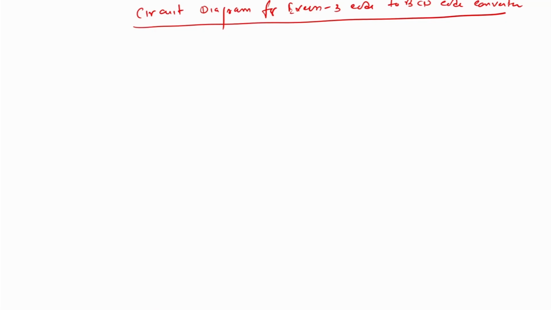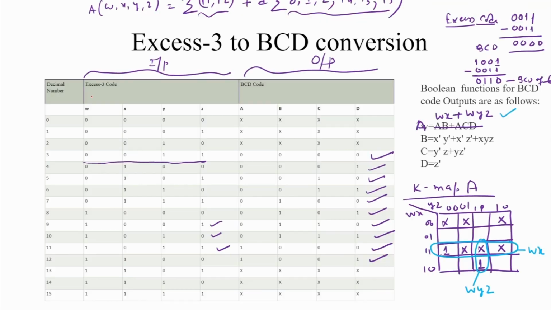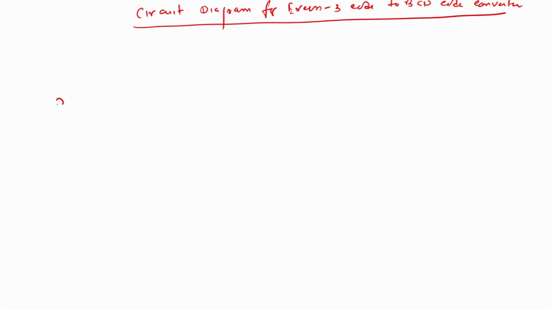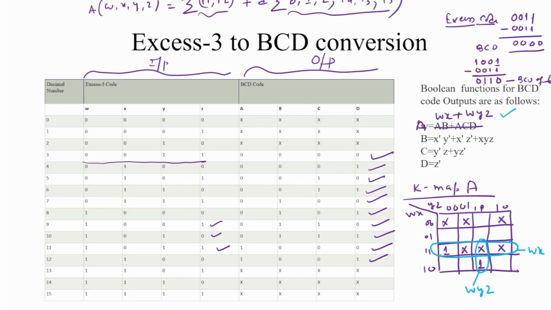Here in the circuit diagram, what is the output? Outputs are written as Z is written as what? Here we see the output, that is D is written as Z complement. Then A, here A is written as what? W x plus W y z.